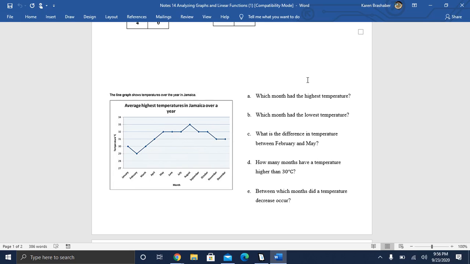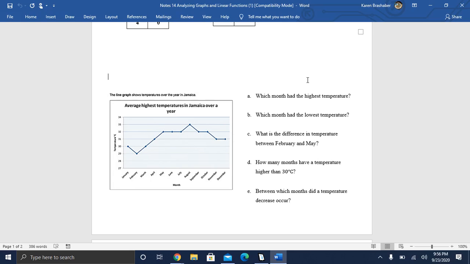It is what we call a line graph made up of line segments that go from one data point to another data point. So here, this is a section where instead of telling whether or not we have a linear function, we're actually doing the other part of this lesson, which is analyzing graphs. So we're going to analyze this line graph by looking at it and answering some questions.